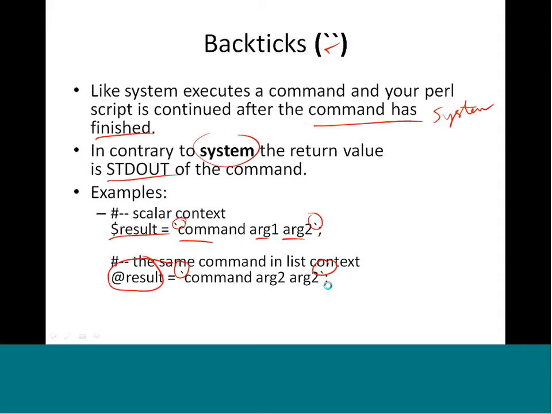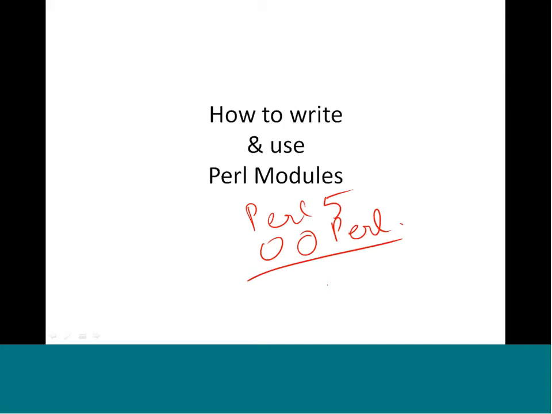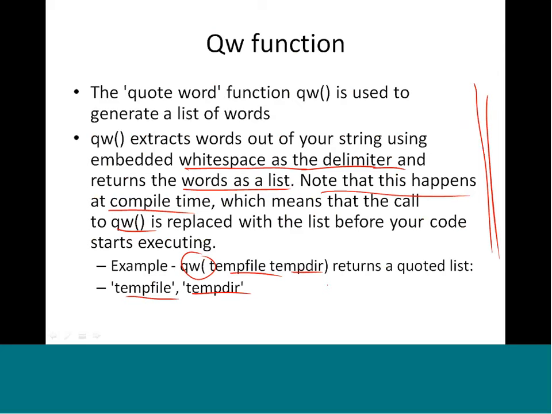Then the next one that we talked about was how to write and use the Perl modules. This is one of the advanced topics, also known as the object oriented Perl or Perl 5. One of the functions that is key to all these things is the qw, or quote word, which is used to extract words out of the string, using the embedded white space as the delimiter, and it returns the words as a list. A simple command is shown here.